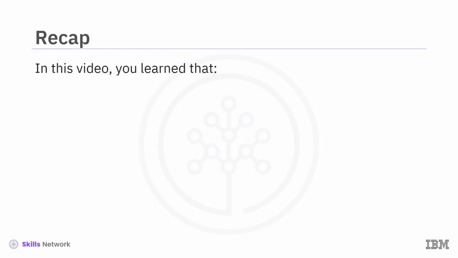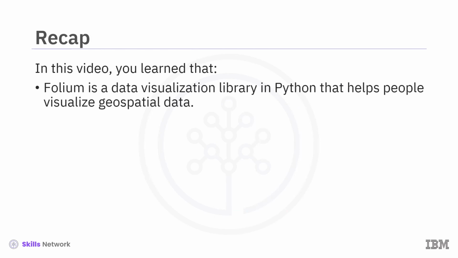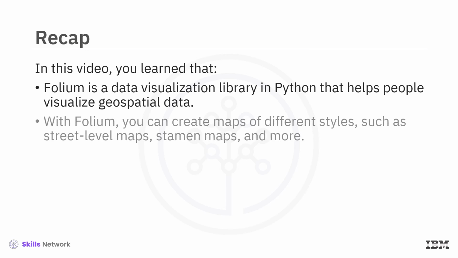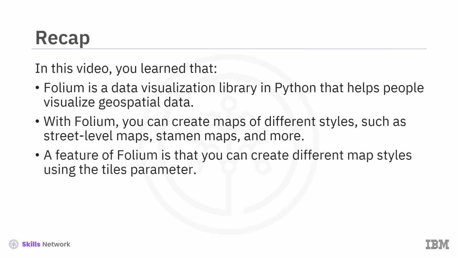In this video, you learned that Folium is a data visualization library in Python that helps people visualize geospatial data. With Folium, you can create maps of different styles, such as street-level maps, stamen maps, and more. A feature of Folium is that you can create different map styles using the tiles parameter.